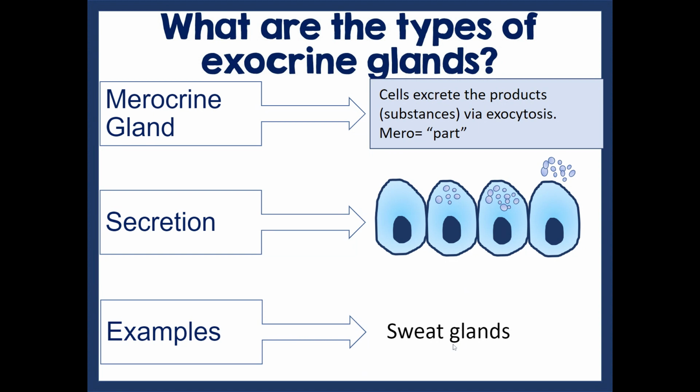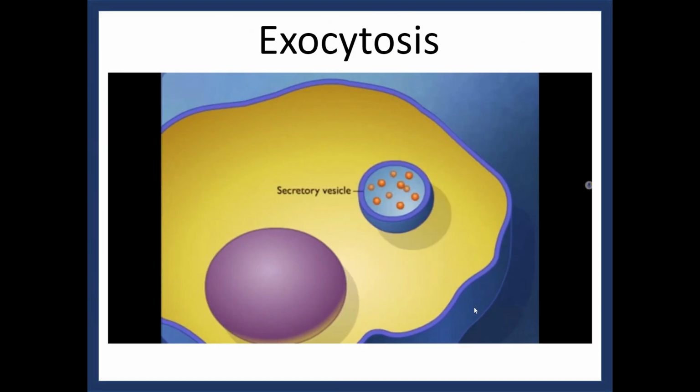And a specific example of a merocrine gland in your body would be your sweat glands. So when you sweat, the cells are secreting that sweat, but no damage is being done to those cells in the process. All right, so I showed you what exocytosis looks like.